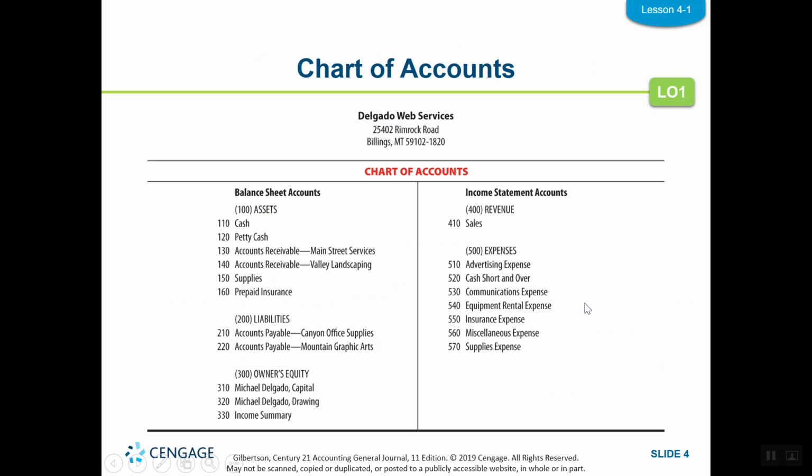Here's a chart of accounts. A chart of accounts is going to list every single account that the business uses. You see that it's broken down into our balance sheet accounts and our income statement accounts. Here we have our assets, liabilities, owner's equity. Our income statement will have our revenue and our expenses.